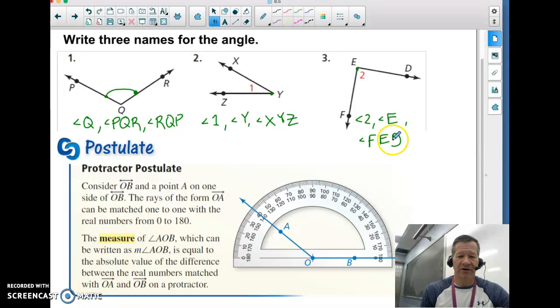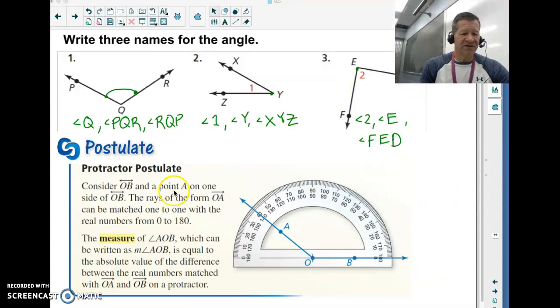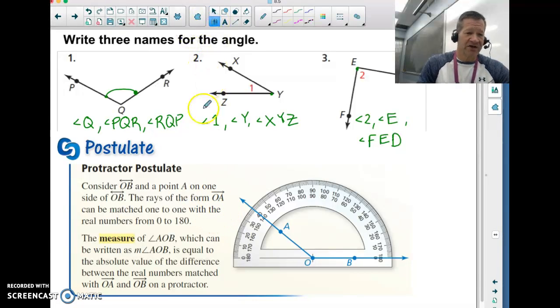Notice one more thing about every name I gave on this entire page. Notice I start with angle before it. Okay, always angle 1, angle Y. Make that little symbol, or write the word angle, but that takes a little bit more time. Below that, you see the protractor postulate, which we used earlier in the exploration. And let me just read through that real quickly. It says, consider line OB. So everybody can see a line OB would continue from O through B, even though it isn't drawn.